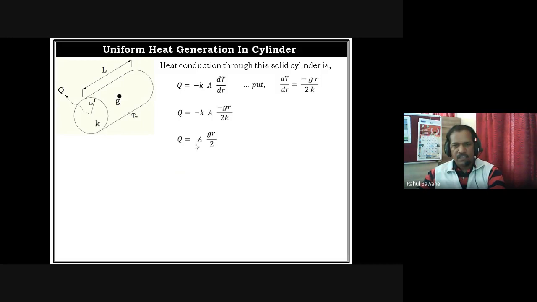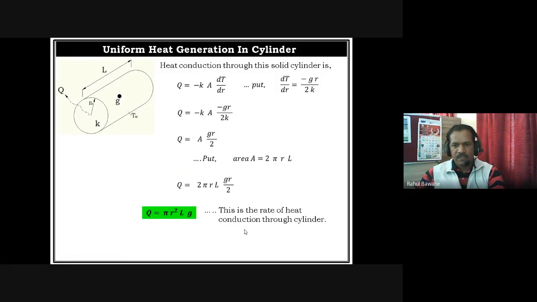Now what is A? A is the cross-sectional area, and heat is traveling in the radial direction, so the cross-sectional area will be the surface area of this cylinder. Putting the area equal to 2 pi rL, Q will be 2 pi rL times gr upon 2. This 2 gets cancelled, r times r becomes r square. So our equation will be Q equals pi r square L g. This is our required heat conduction equation through this solid cylinder when there is a heat generation source.